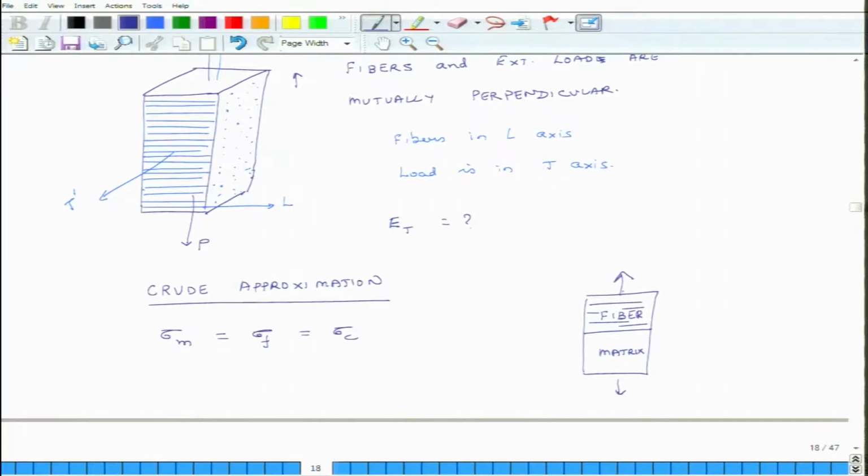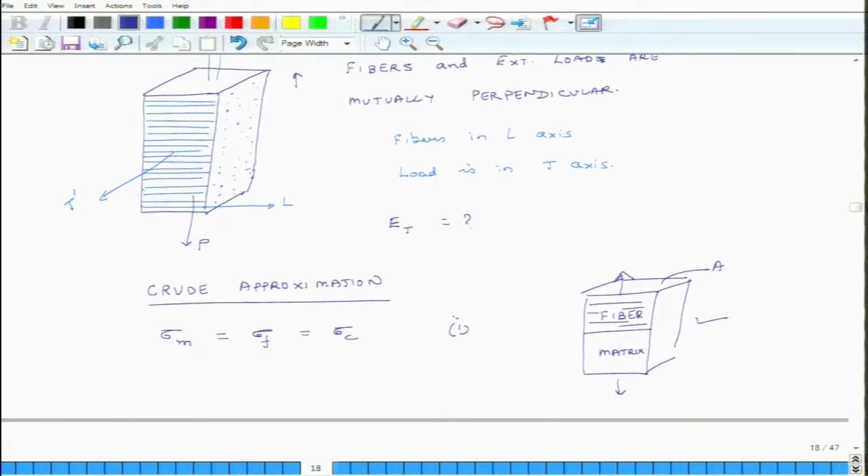And what does that mean? If this kind of model is considered, and the cross sectional area is A, then the stress in the fiber is P over A, the stress in the matrix is also P over A, and the stress in the composite is also P over A in this situation. So, this is a crude approximation, and we will see why it does not give good results.